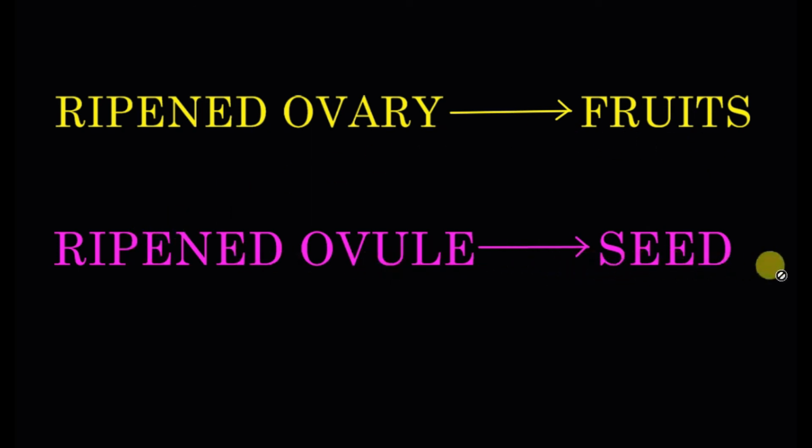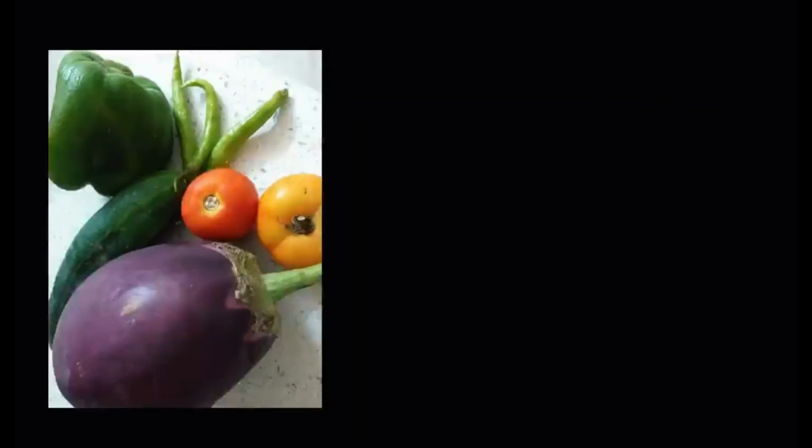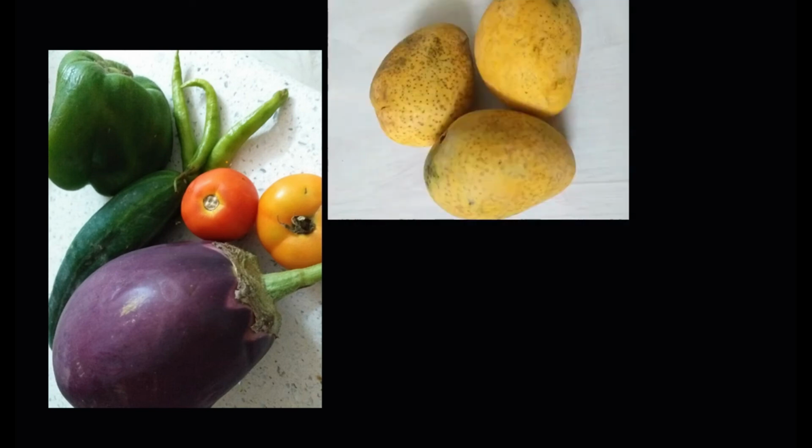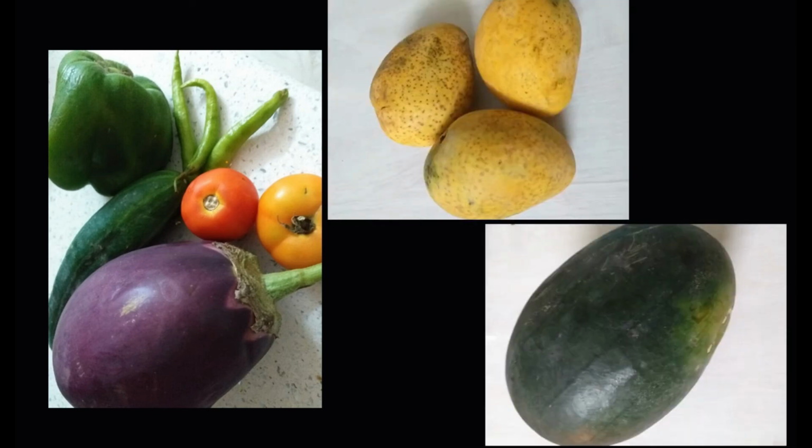So let's have a look at some of the fruits. Beautiful fruits, isn't it? You might be laughing. Who says that these chilies and tomatoes and brinjals are fruits? They are known as vegetables, but biologically they are fruits. So these all are fruits. They all have been formed from ripened ovary.